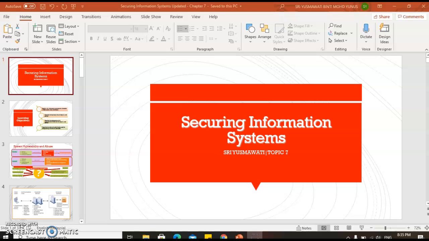Today we will continue with our next topic. It is about securing the information systems. This topic continues from topic 6, because in topic 6 you already learned about networking, wired and wireless networks, and also about telecommunications. For topic 7, you will learn how to secure the systems, the network, and the telecommunications that are involved in your daily life. All right, so let's start.